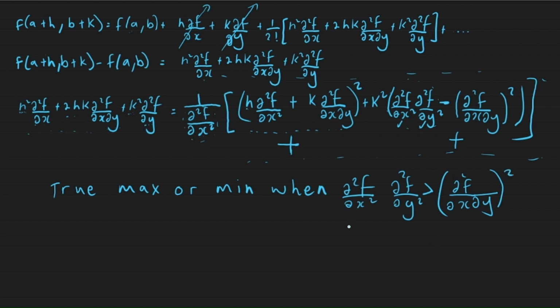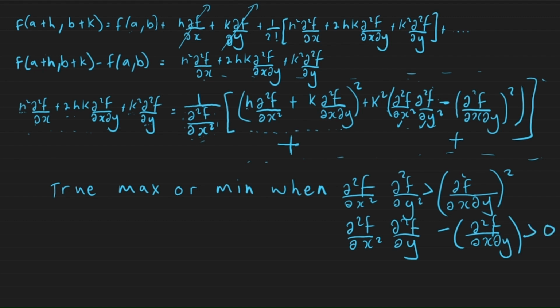Well, another way of writing this is if ∂²f/∂x² times ∂²f with respect to y² minus the mixed partial squared is greater than 0. This is a very important point. Perhaps it's the first important point.